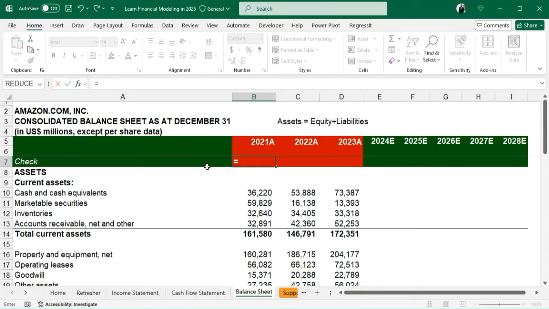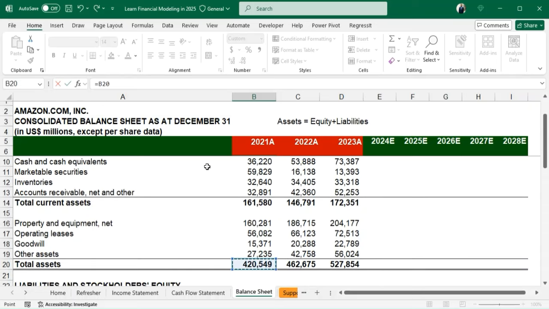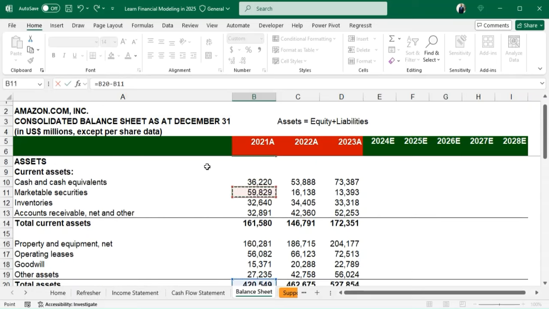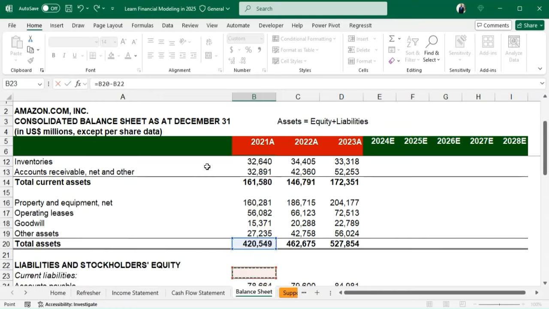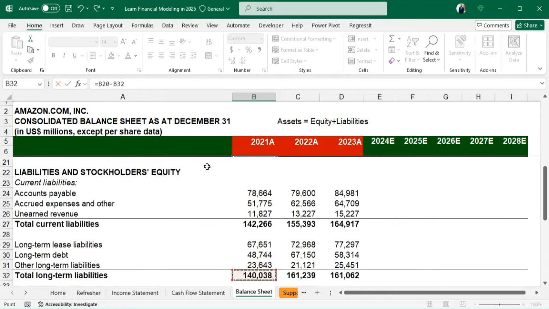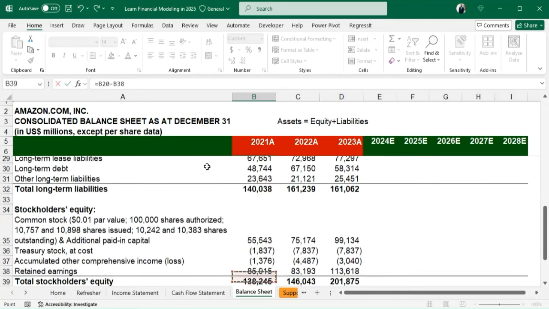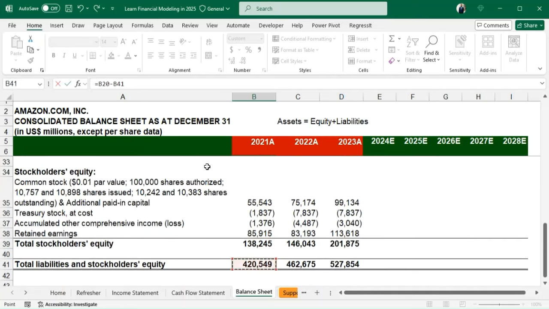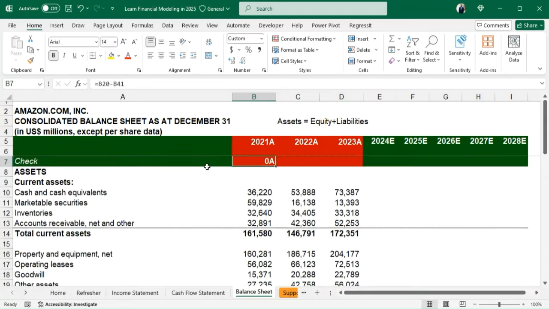We are going to say that at any point in time, the total assets of a particular year must be equal to the total liabilities plus stockholders' equity, or the difference between these two figures must always give us 0. So we are going to have total assets minus total liabilities and stockholders' equity, and this should be equal to 0.